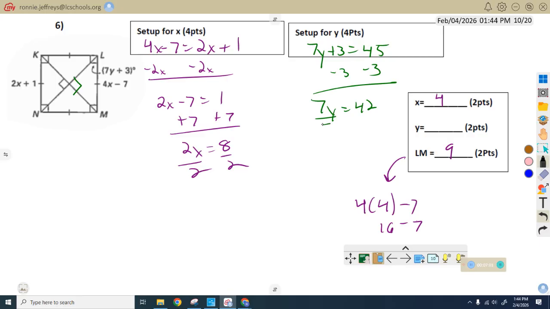It's 42.17. All right, so you should get 6.